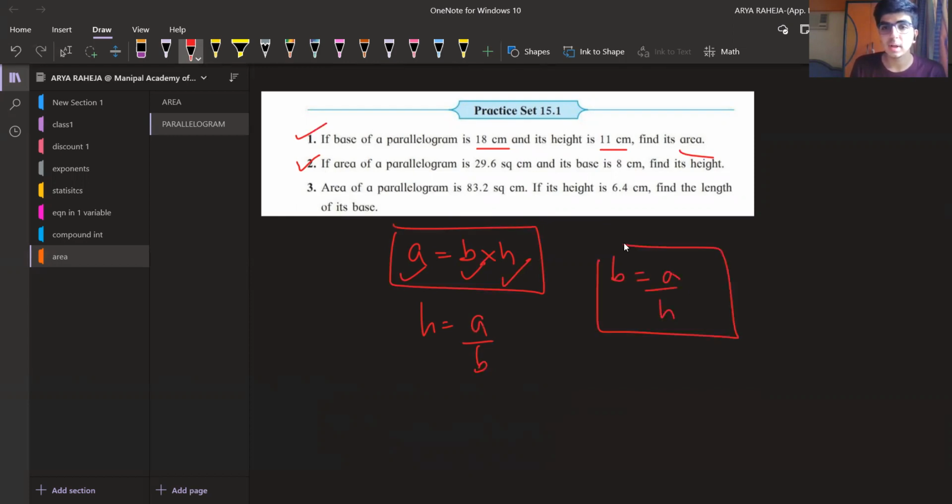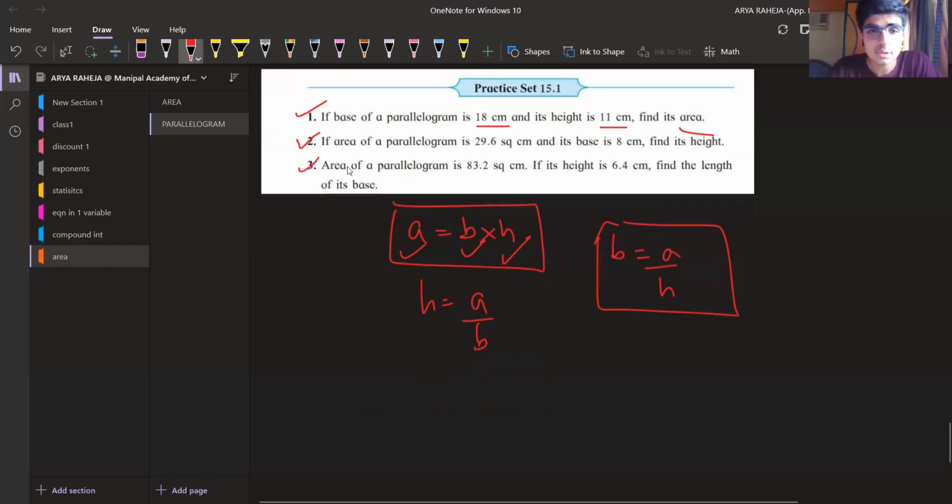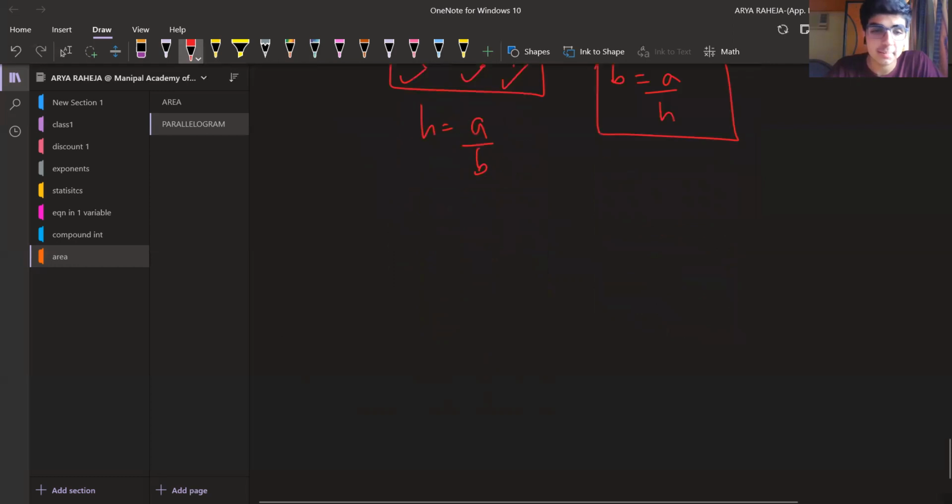The unit of area will be centimeter square or square centimeter, and the unit of height will be just centimeter. So remember to use the correct unit. These questions I won't solve now. These are basic and easy questions, and we've done them in class too. Now we'll bring on the next part of the homework, which was of a rhombus.